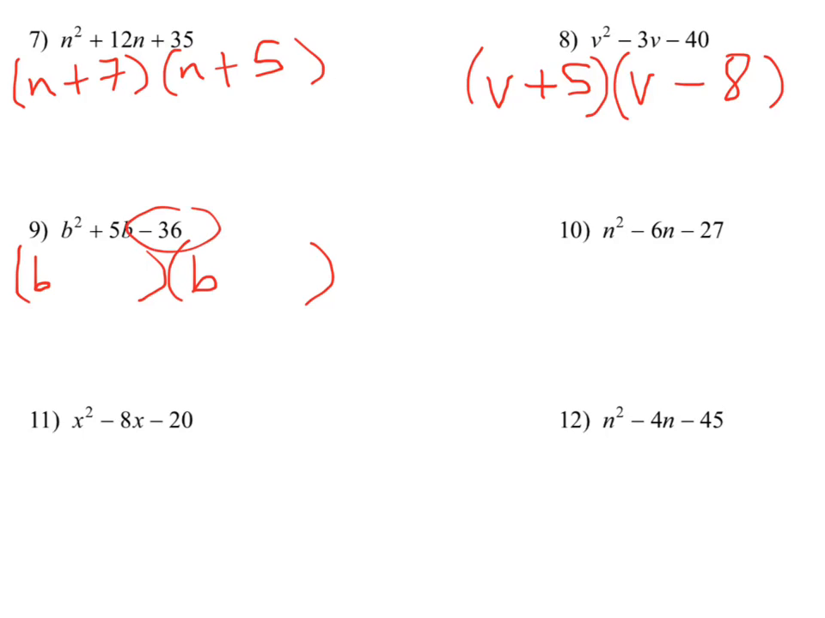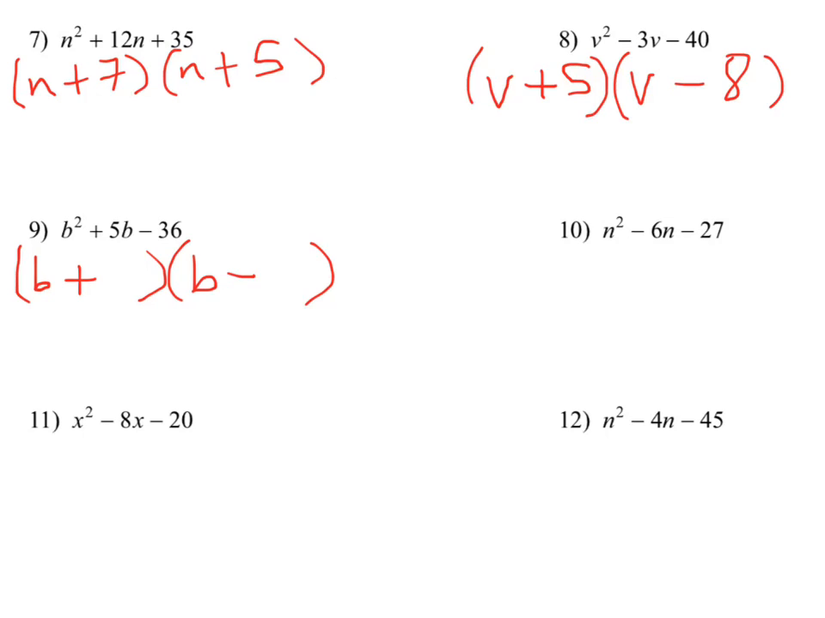And then you think of two things that multiply together give you negative 36. Well, that means one of these has to be positive, the other one has to be negative. And to get 36, you can do 3 times 12. You can do 6 times 6. You can do, let's see, hold on, 6 times 6, 3 times 12, 4 and 9.